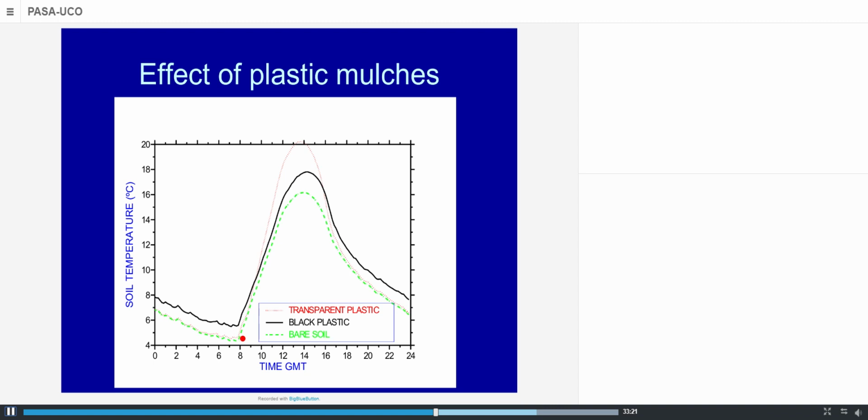The reason why this transparent plastic cools down as bare soil is because it is not trapping infrared radiation, while black plastic is capturing a lot of long-wave radiation. That's why the transparent plastic cools down the soil the same as with bare soil during the night.